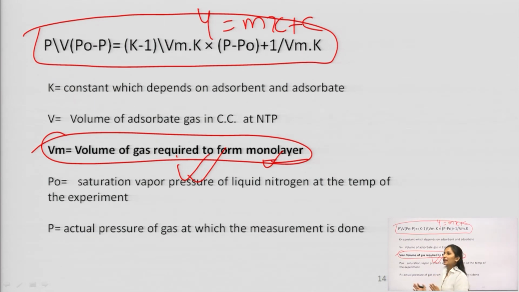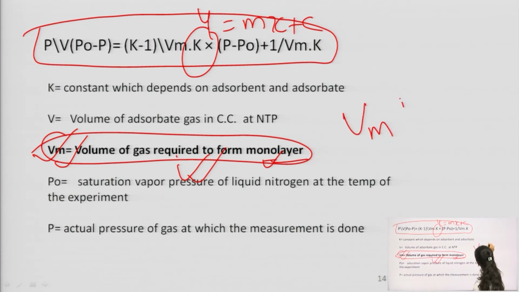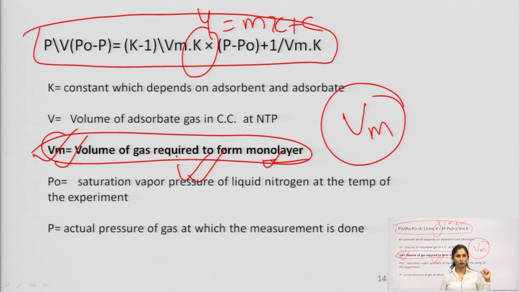By putting these data, the saturation pressure, vapor pressure, all these constant parameters, into this BET equation, we will get the volume of gas required to make a monolayer. When we get this volume Vm, we put this Vm in the calculation for the surface area determination.